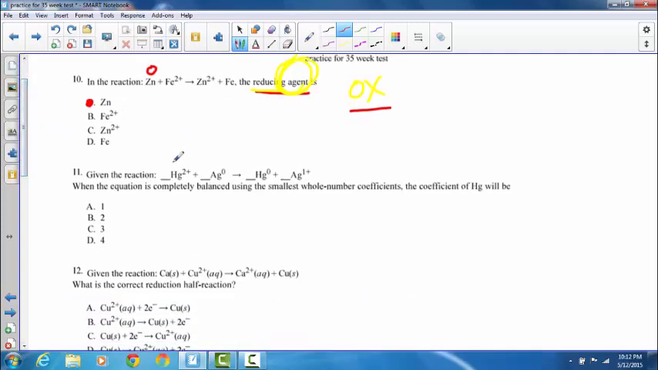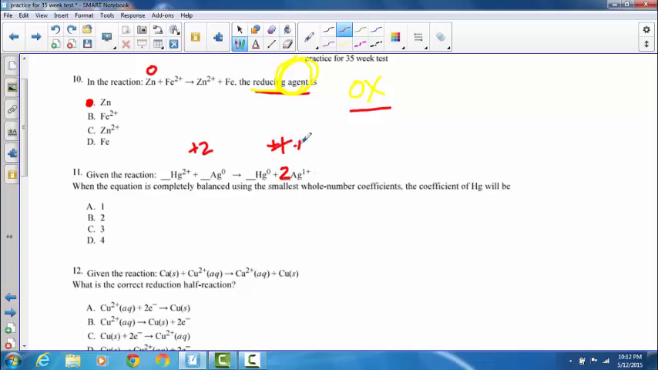It causes the reduction. Over here, when the equation is completely balanced using the smallest whole number coefficients, the coefficient of mercury will be. All right, let's see what we have. We have 1 mercury, 1 silver, 1 silver. So right now the atoms are balanced, but the charges aren't. There's an overall +2 on this side of the arrow, and there's an overall +1 on this side of the arrow. So I would go here and I would put a 2 in front of this.